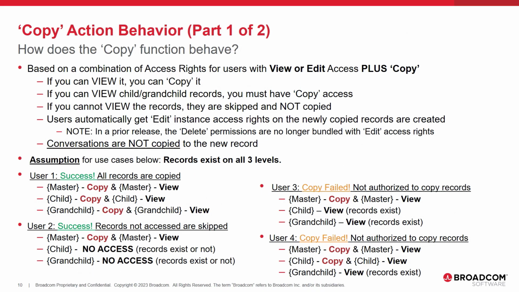How does the copy action actually behave? Based on a combination of rights, a user can successfully copy records. When the user is granted copy permissions, if you can view it, then you can copy it. If you can view subrecords and try to copy the parent record, you must also have copy permission on those subrecords. If you cannot view the records, they're skipped and not copied, regardless of having the copy permission on the subrecords.